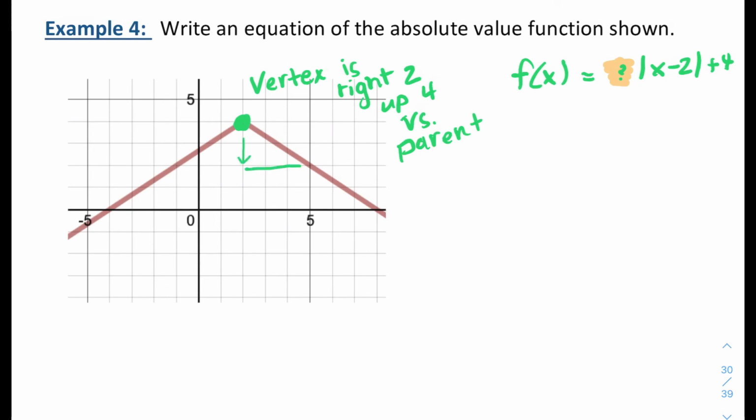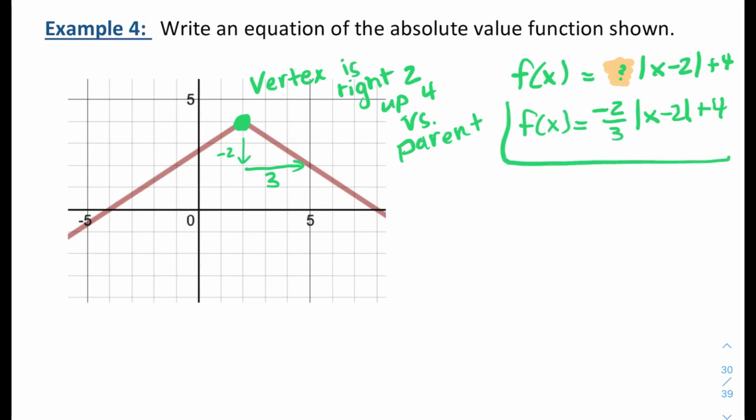Well, if you look at how you get from my vertex to the next point to the right, I'm going down 2 units and right 3 units. So it has a vertical shrink of 2/3 and also a reflection across your x-axis. So you'll need a negative 2/3 out in front.